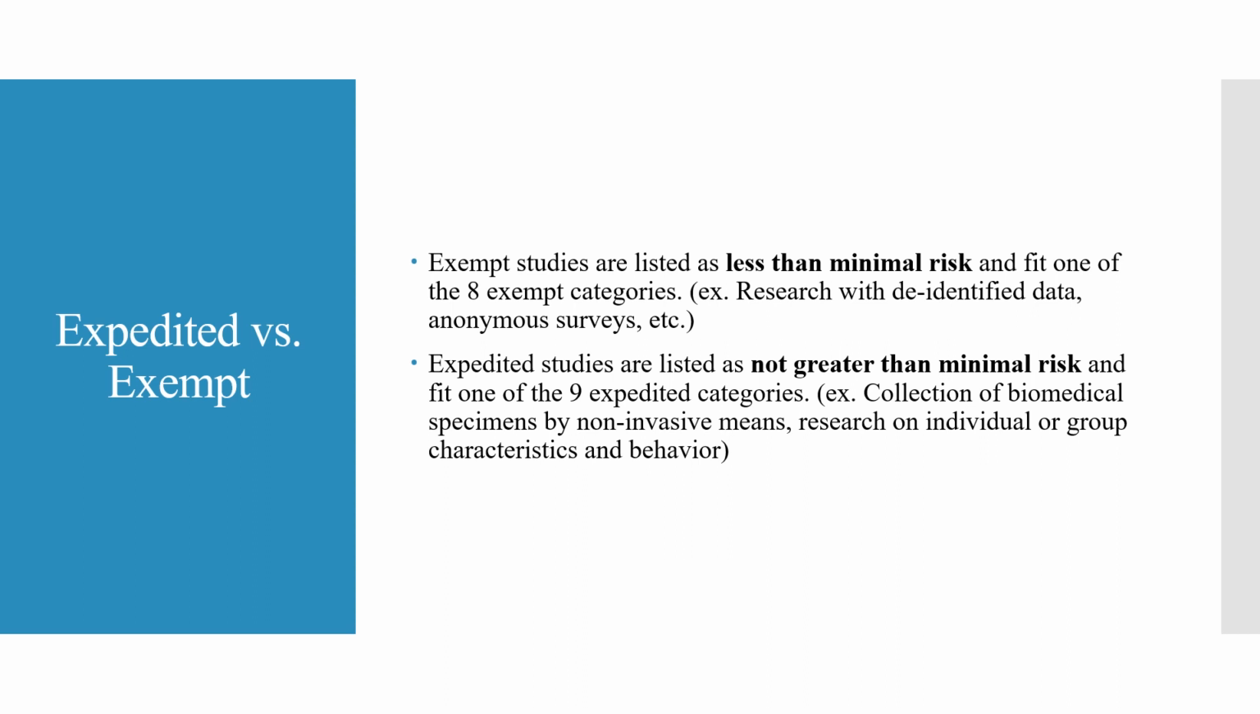So just to give you some examples, an exempt study might be anonymous surveys, whereas an expedited study might be research on specific individuals or group characteristics and behavior. So there's a big difference between getting anonymous surveys from someone where you don't really know anything about the people you're getting your survey results from versus specifically doing surveys on a very specific group of individuals. So you can see that that level of risk changes between those two.